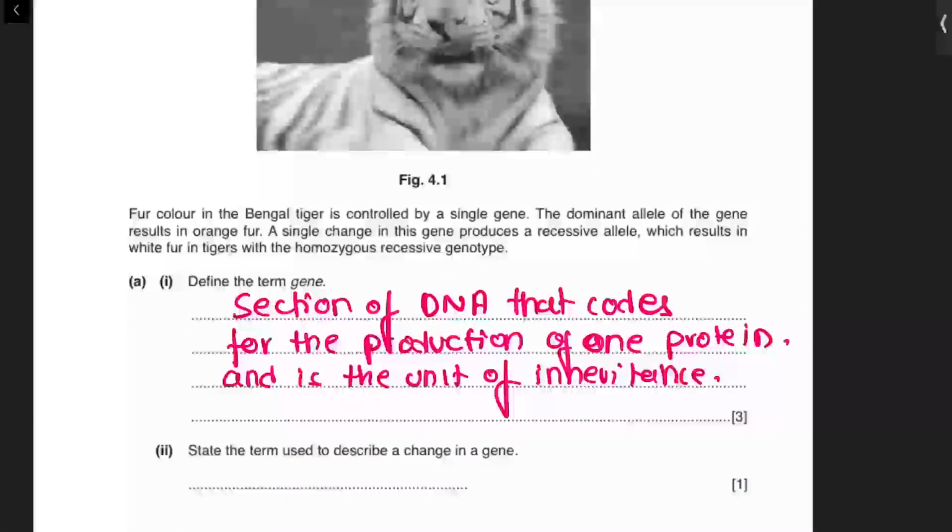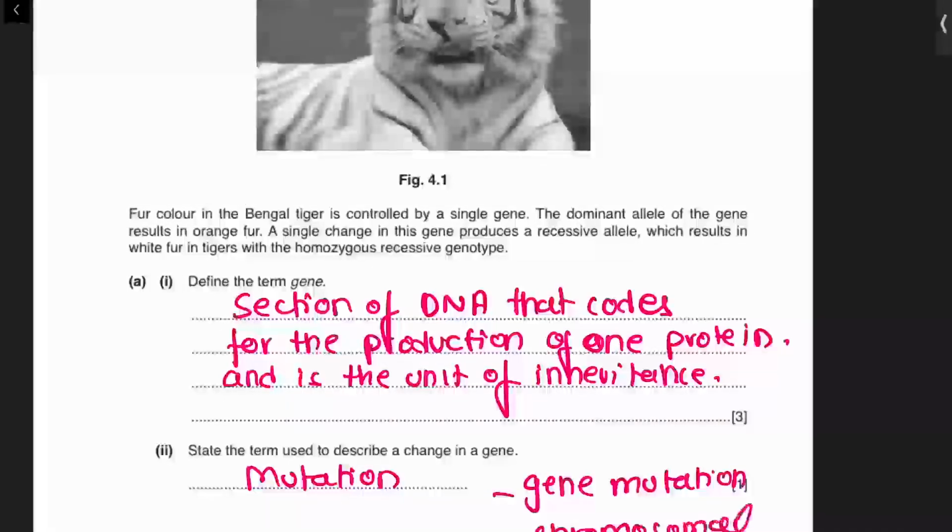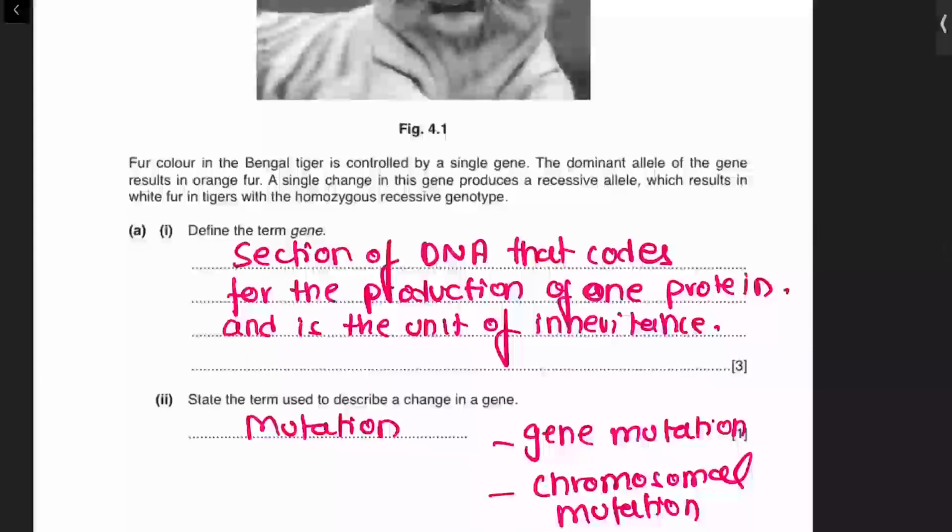State the term used to describe a change in a gene. Mutation. We talked about two types of mutations: gene mutation and chromosomal mutation. In a gene mutation, a single gene is changed. In a chromosomal mutation, many genes are changed. What is an example of chromosomal mutation I gave you? Down syndrome. Excellent. And the example of gene mutation? Sickle cell anemia. Excellent. Very good.